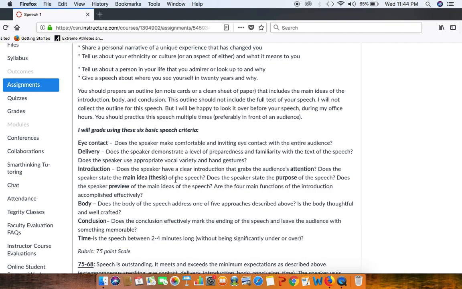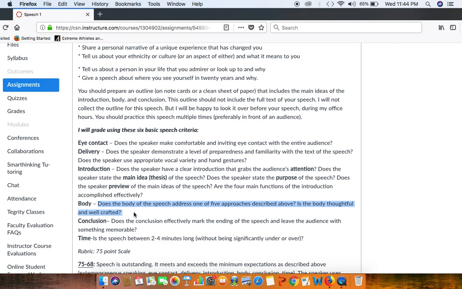So, first thing you do, grab our attention. Second thing you do, tell us where we're going. Okay. Then you're going to have some sort of body of the speech that develops your story, that develops where you see yourself in 20 years, right? And you could use good details. You could use suspense. You could really pull us in.